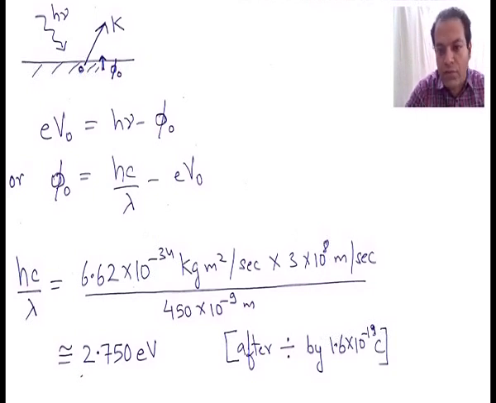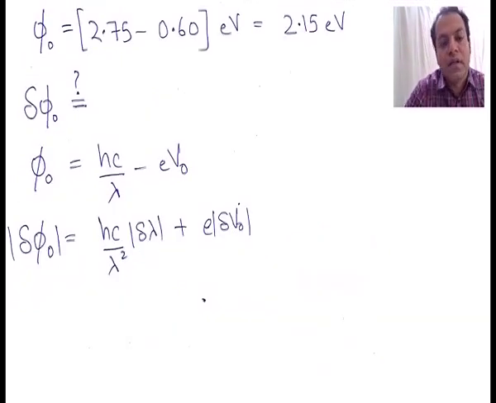In fact, if you multiply them as given here, you would get the answer in joules, but then you can divide by 1.6 times 10 to the minus 19 coulomb, which is the charge of an electron, and you can write your answer in the energy units called electron volts. So 2.75 electron volts. Phi naught is of course the difference of two quantities, 2.75 minus the stopping potential times the charge of the electron. So then we get phi naught is 2.15 electron volts.